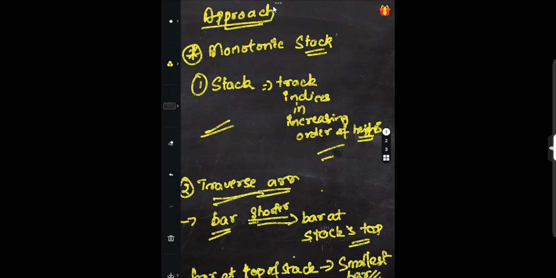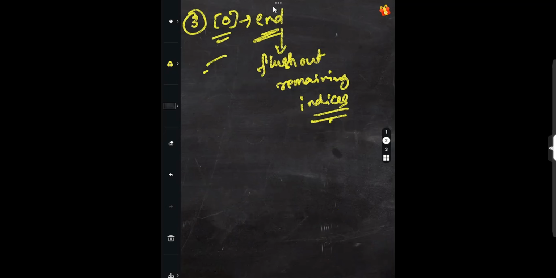As we traverse the array, whenever we encounter a bar that is shorter than the bar at the stack top, we calculate the area of the rectangle with the bar at the top of the stack as the smallest bar. That's what I have given here. This is simple to understand. Finally, we'll continue this process until we have processed all the heights, including a dummy height 0.